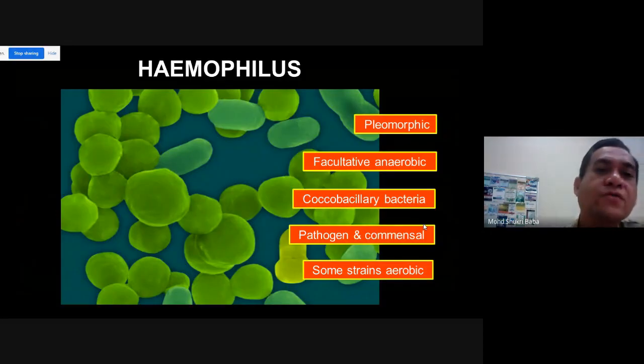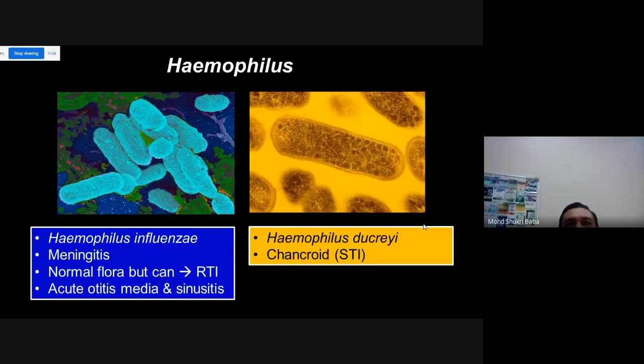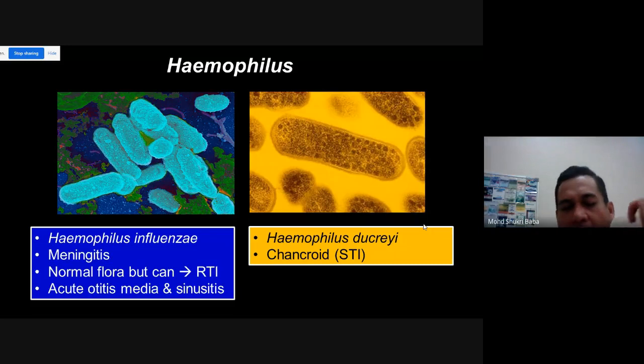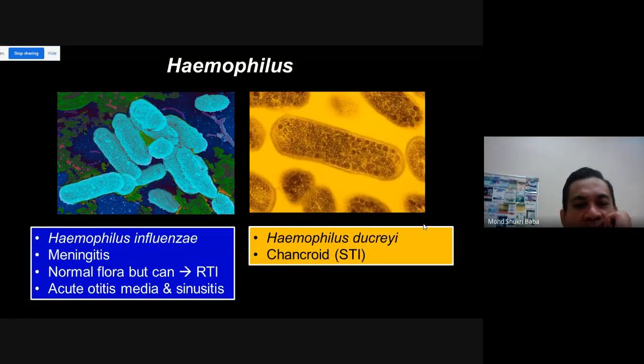Okay. Next, we have Haemophilus. So Haemophilus, kita ada dua species dekat sini. Okay, very obvious species that we always been exposed. Number one is Haemophilus influenzae, and number two is Haemophilus ducreyi. Haemophilus influenzae can cause meningitis. It is a normal flora, but can also menyebabkan respiratory tract infection, and also can cause acute otitis media and sinusitis. Alright. Manakala Haemophilus ducreyi akan menyebabkan chancroid. Chancroid adalah jenis penyakit sexually transmitted infection. Alright.